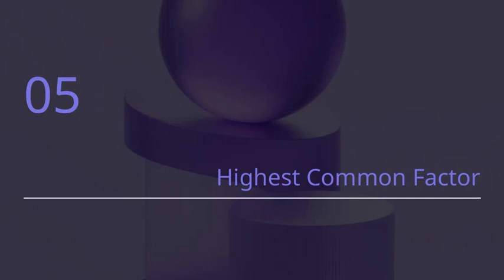All right, let's talk about the highest common factor, or HCF for short. This is a really useful concept when you're dealing with numbers and trying to find what they have in common at their highest level. Essentially, the HCF is the largest number that divides two or more numbers exactly, without leaving a remainder. For example, if you look at 12 and 18, their HCF is 6 because 6 is the biggest number that goes into both evenly.